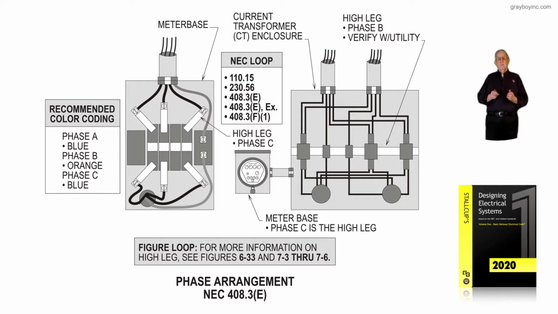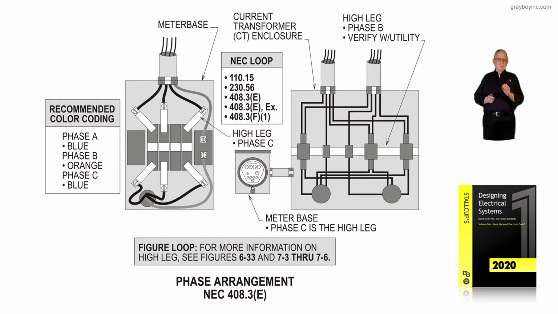110.15 deals with the identification of the high leg, and it applies all through the code unless a section might revise it in some way, but as far as my knowledge, it doesn't. That doesn't occur. Then notice 230.56 deals with a service.